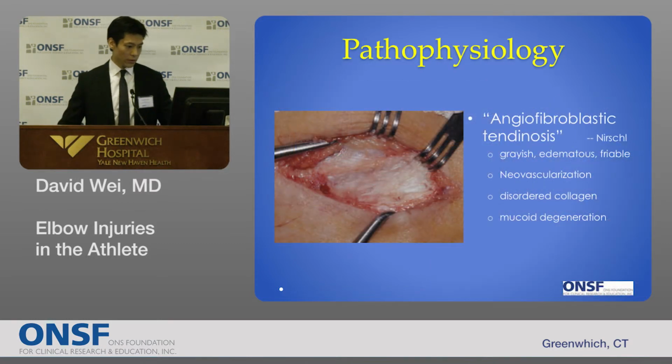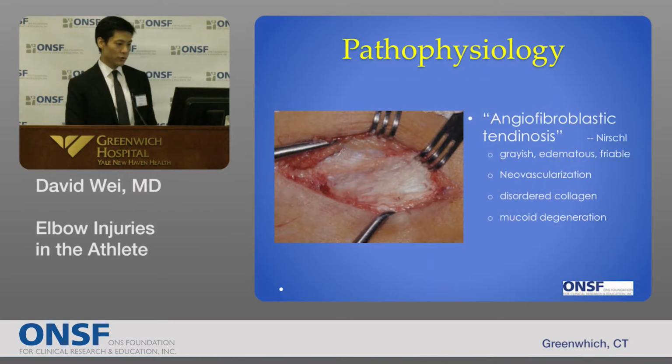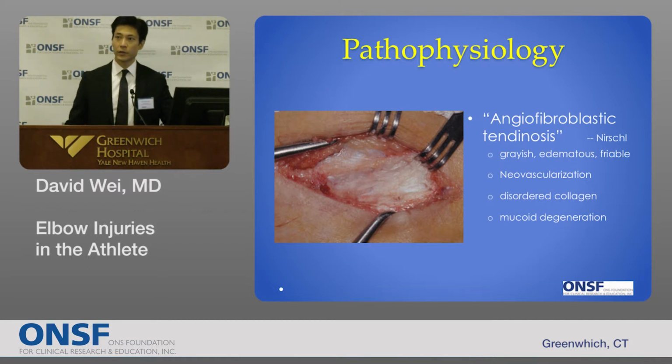Dr. Nirschl was the one who first coined the term angiofibroblastic tendinosis, and that's what we think is happening with the tendon. When we have surgery for this condition, we often find that the tendon isn't its usual bright, white, shiny color, but in fact it's grayish, it's edematous, it's friable. The disease is actually a disorder of the collagen fibers within the tendon, so it's very disorganized. And we think of it as also mucoid degeneration.